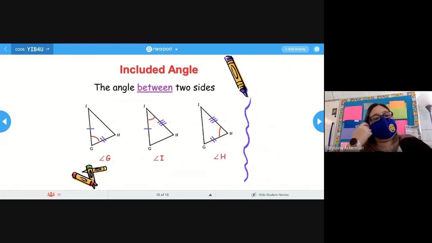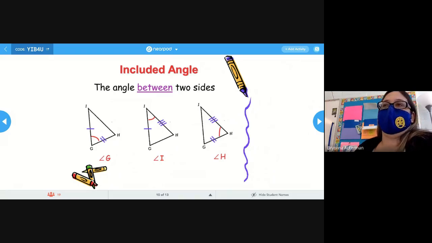So before I tell you the other rule, I want you to learn what an included angle is. So an included angle is the angle that's between 2 sides that I'm talking about. And so for example, in this first one, I have GI, I have this side with 1 tally mark. And then the other side that has a tally mark is GH. In between those 2 sides, I have an angle. That angle that's in between is called an included angle.